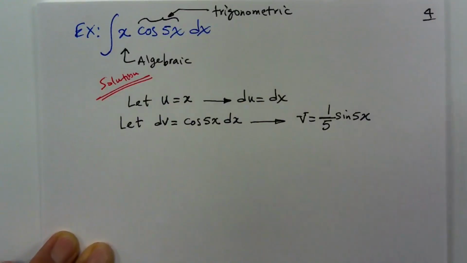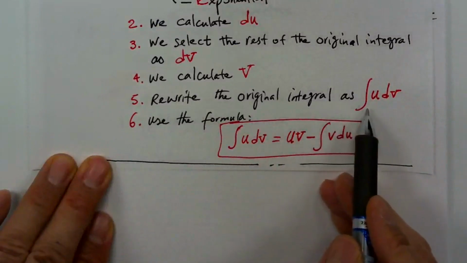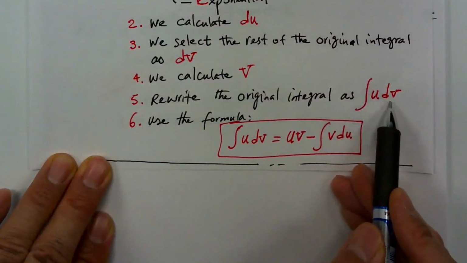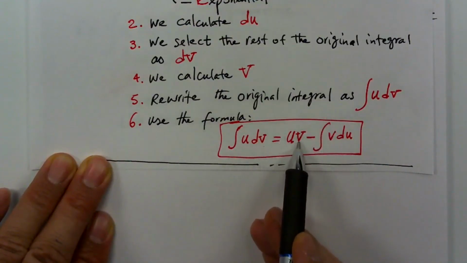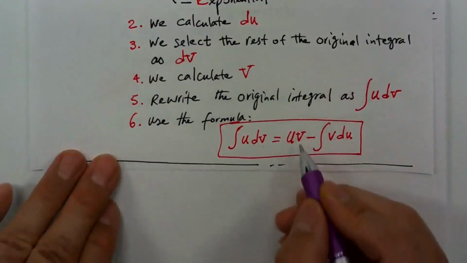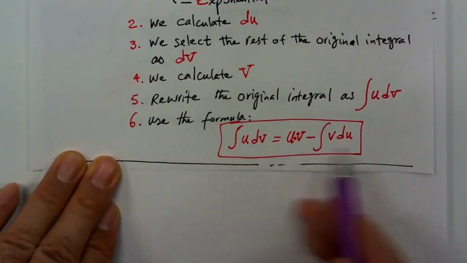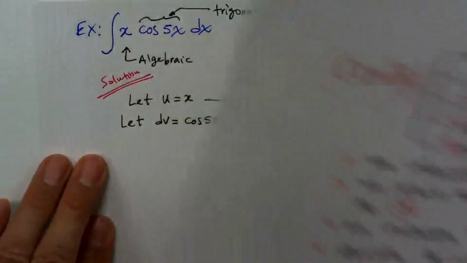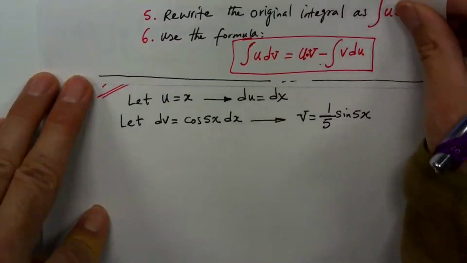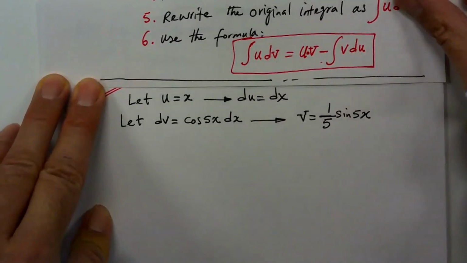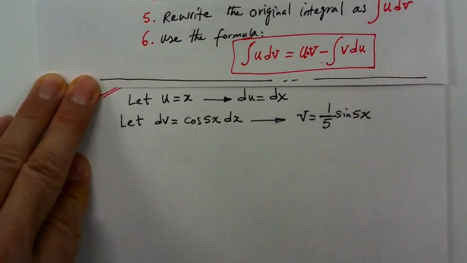Now what do we do? Well, if we go back to our list, it says to rewrite the original integral as the integral of u dv, and then use the formula that the integral of u dv equals uv, by which I mean u times v, minus the integral of v du. So we're just going to apply this formula. I will keep this on the screen so you can see steps 5 and 6 as I apply them to what we have here.